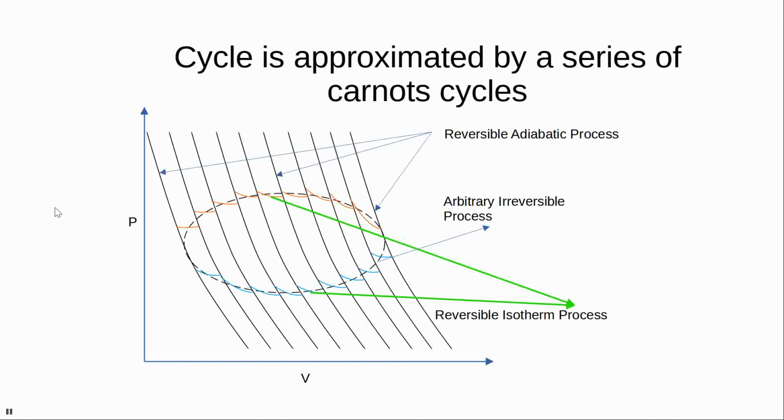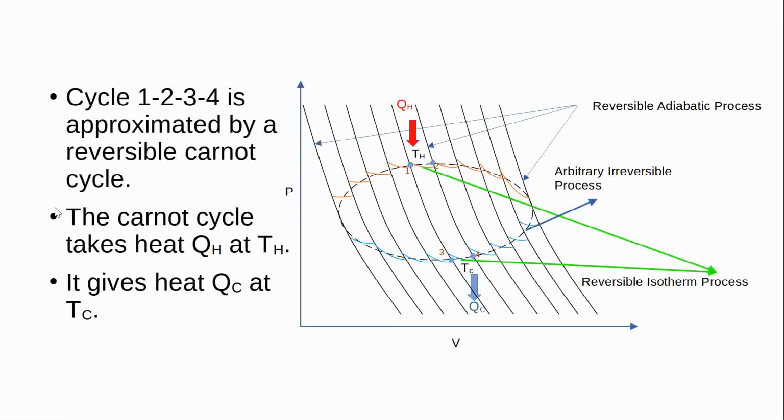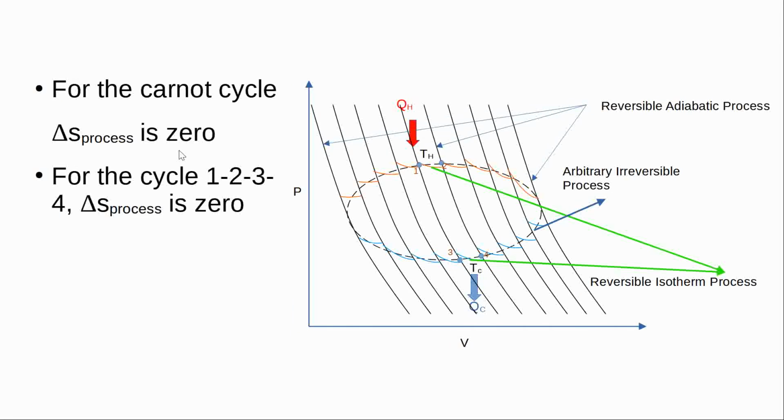Now, let's take one portion of this irreversible cycle, that is 1, 2, 3, 4. Now, this is approximated, as we can see, by a reversible Carnot cycle. The Carnot cycle takes heat QH at TH and rejects heat QC at TC. For the Carnot cycle, we know that delta S process is 0.